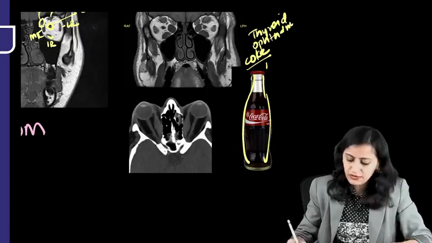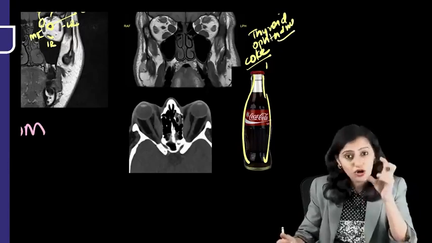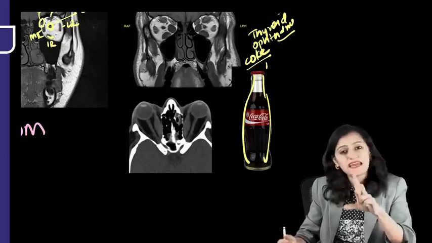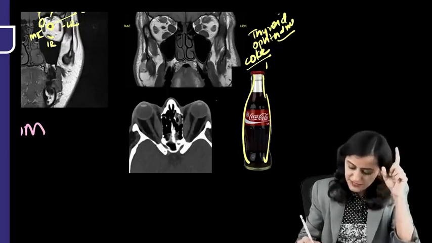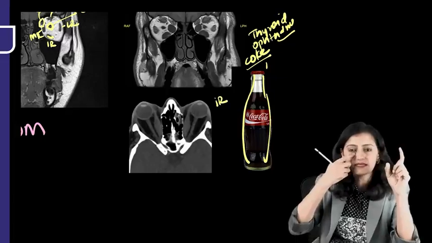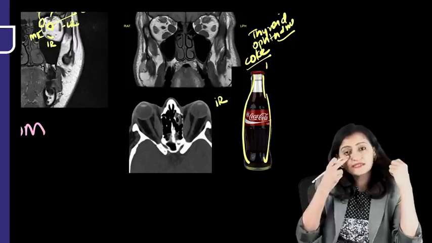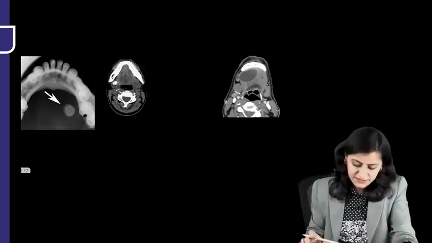So, remember that thyroid ophthalmopathy causes enlargement of extraocular muscles, but it spares the tendon. And the sequence is: the first muscle involved is inferior rectus, then medial, superior and lateral rectus. Right? So, that is the sequence. It starts with the inferior rectus.